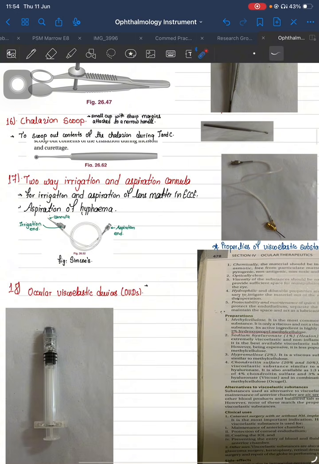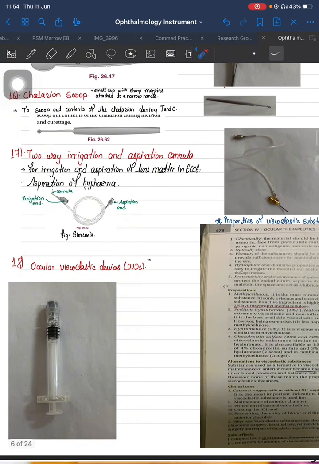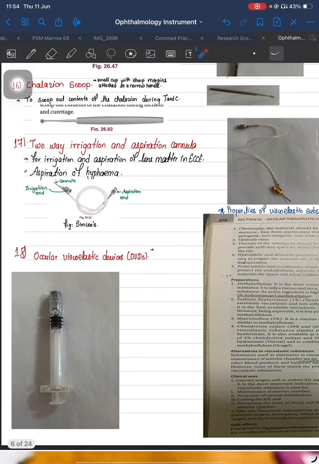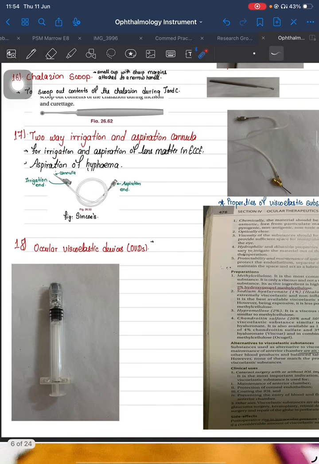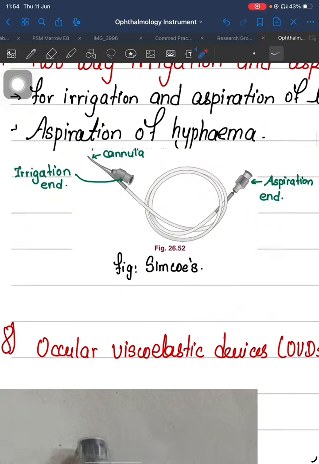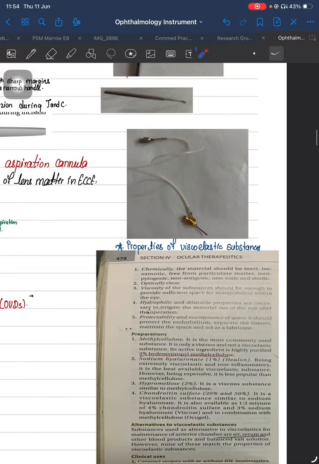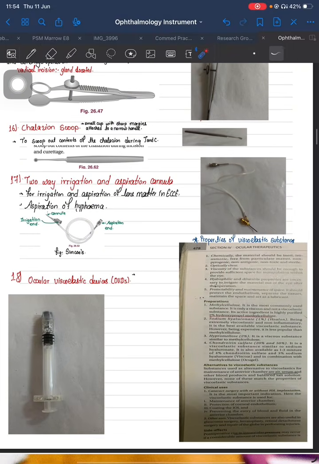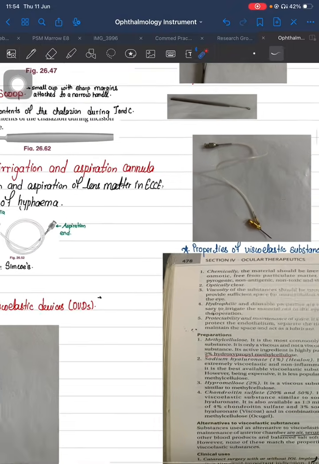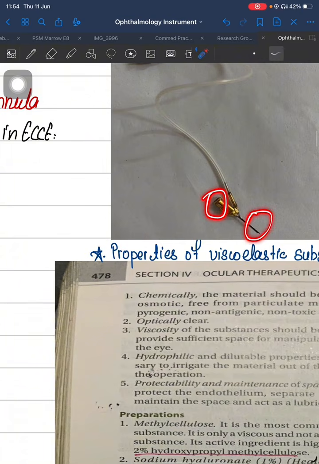And next one is the two-way irrigation and aspiration cannula. As the name implies, it is used for irrigation and aspiration of the lens matter during extracapsular cataract surgery, and it is also used for the aspiration of hypopyon. Here, it consists of the irrigation end, and this tip is known as the cannula and aspiration end. In the picture, we can also see this one is the aspiration end, this one is the irrigation end, and this one is the needle.